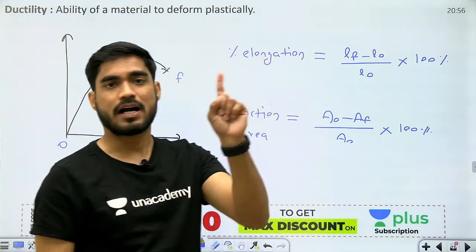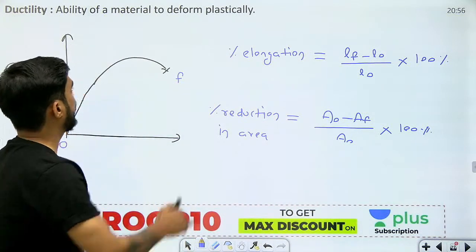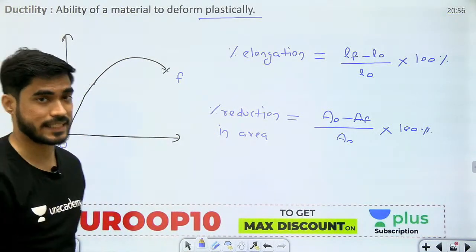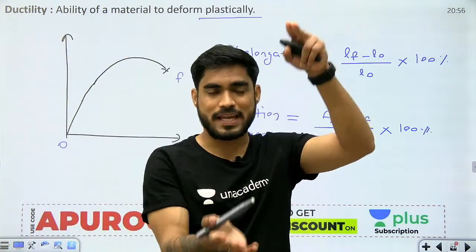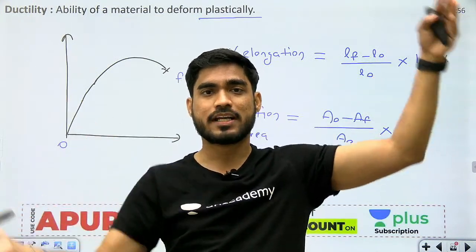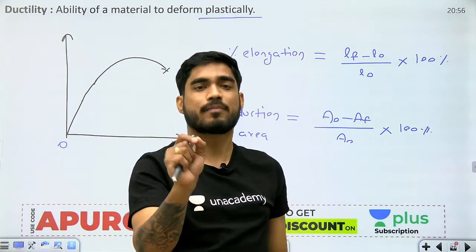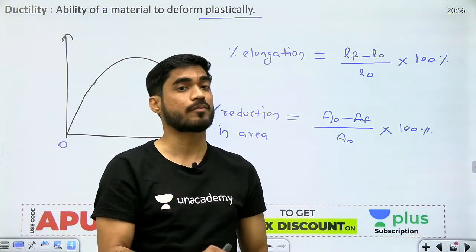Now understand, we need the material which can deform plastically, not elastically. Why? Because if you want to make wires, when you remove the load, it should not again regain its shape. So beta, plastic deformation should be high.